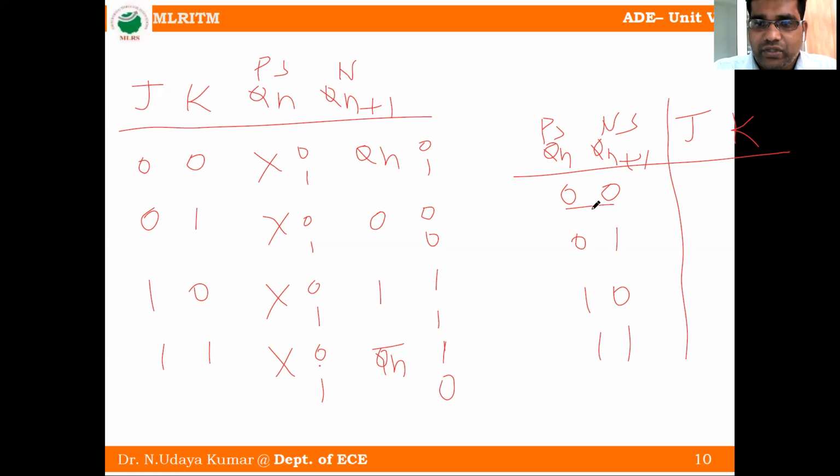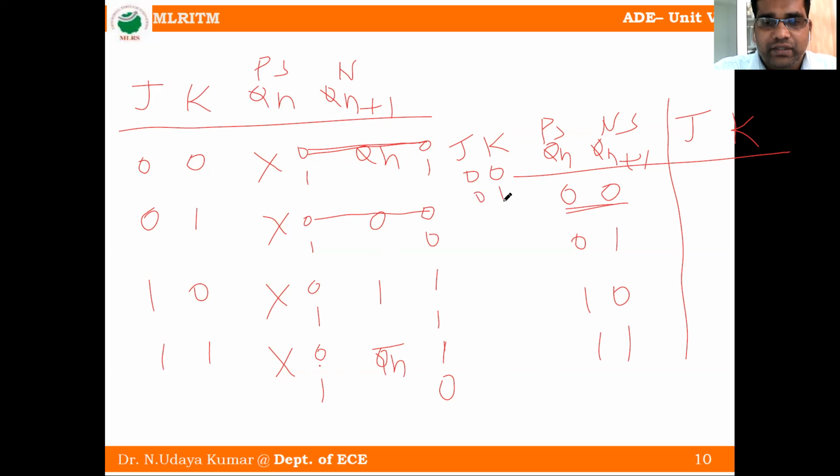So for 0 0, how many options are there? The first option is 0 0, one option. The second option is 0 0, so two options are there. I wrote here J and K. So for 0 0, what is the input? J is equal to 0, K is equal to 0. Here also one chance. What is the input here?